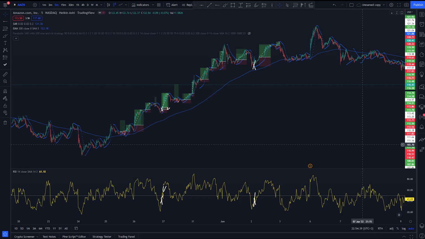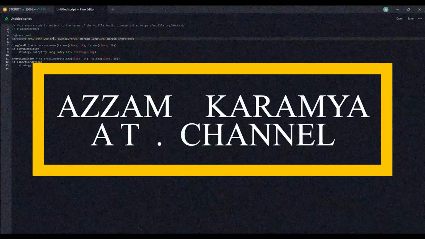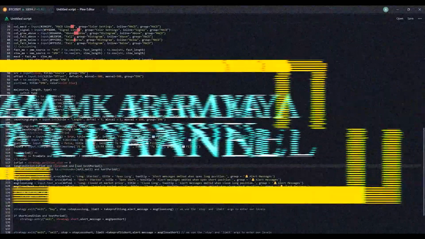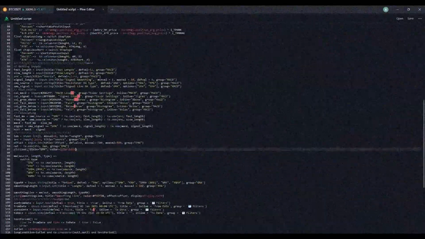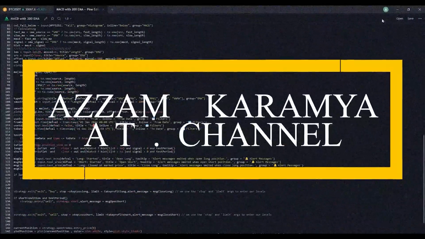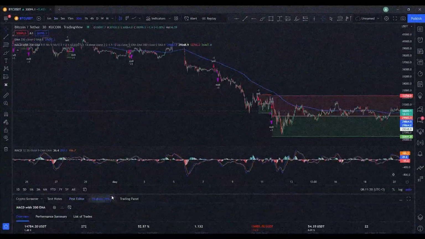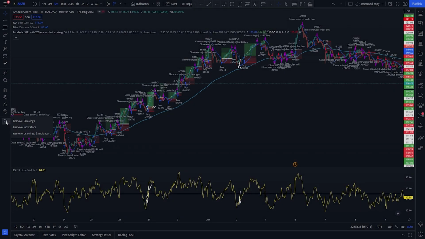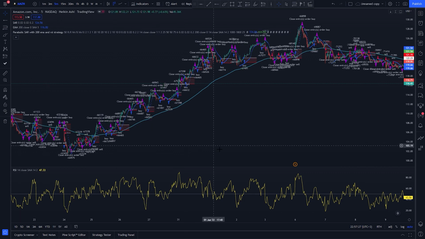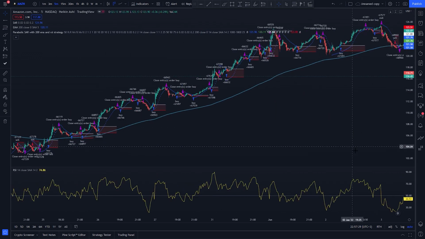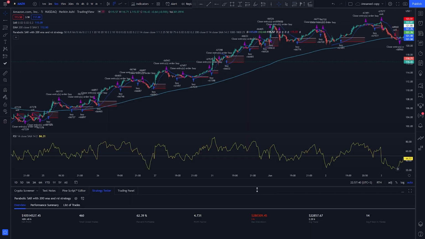Now it's time to code it to see if it's actually working and what the win rate is. And we're finally done. I will put a link to this code down below in the description and it's completely free. Now, let's see the result. As we can see, the win rate is 62%.